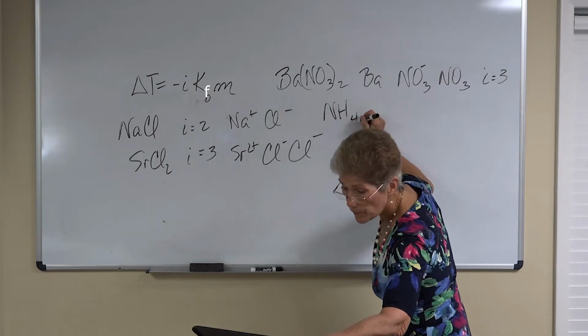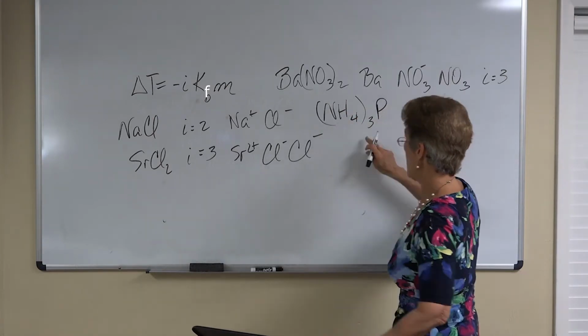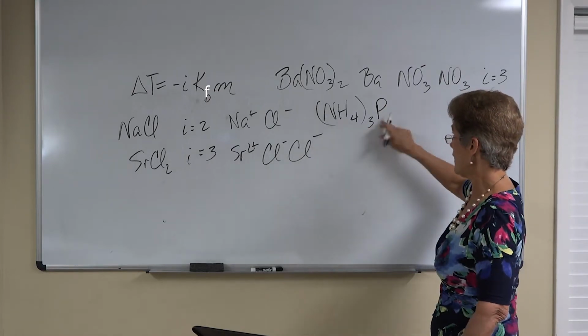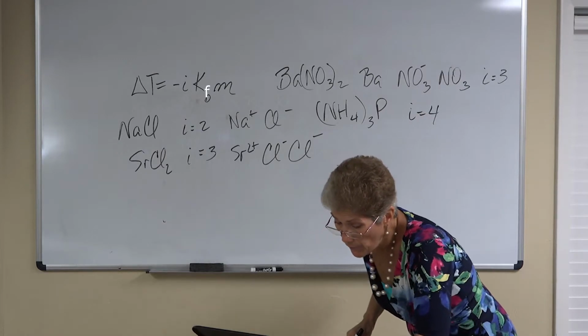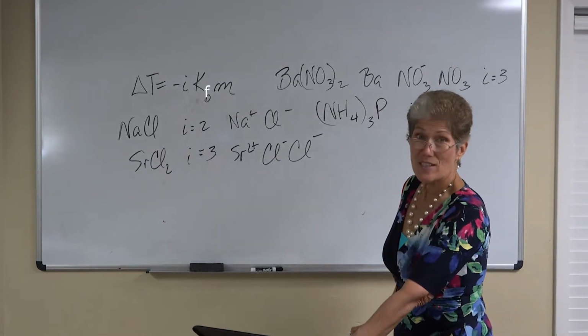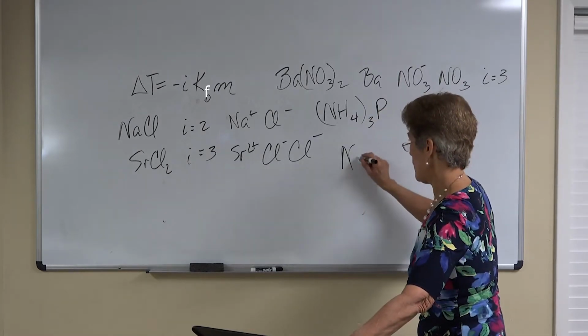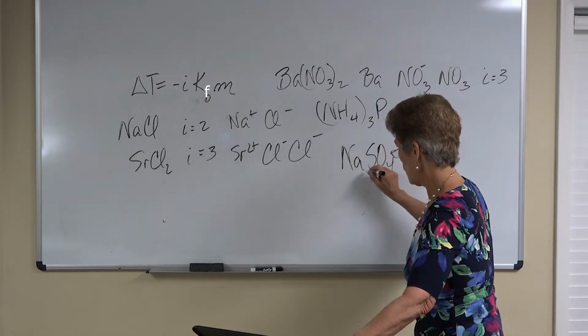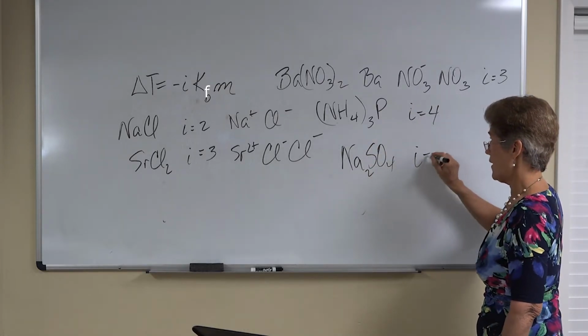Ammonium phosphate, well, there's 3 of these and 1 of these, so that i would be 4. The next one is covalent, so its i is 1. And then the last one is sodium sulfate. There's only 3 there. There's 2 of these and 1 of these, so this i is 3.